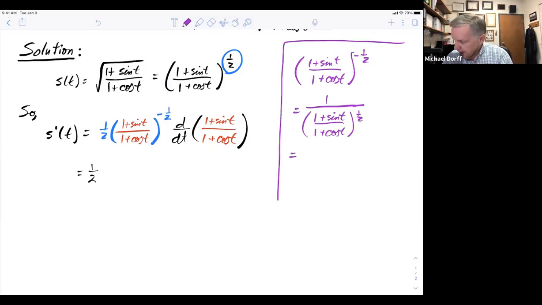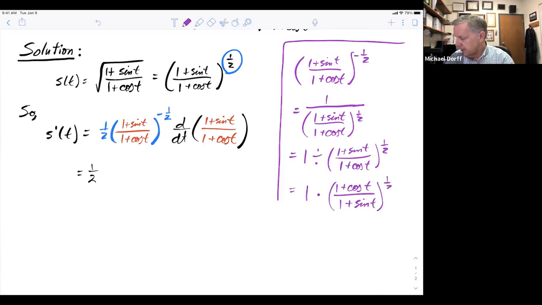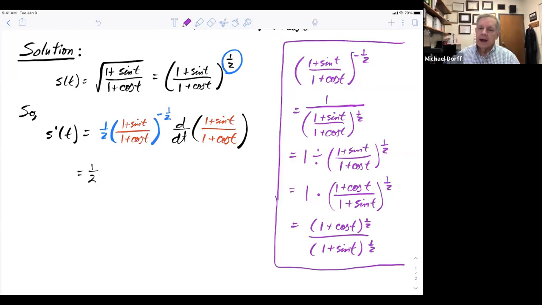But now, I can write this as 1 divided by what's in the denominator. This is 1 divided by (1 plus sine t over 1 plus cosine t) to the 1/2. And how do I divide things that have fractions? I multiply by the reciprocal of the second term. So this is the same thing as 1 times the reciprocal of this, which is (1 plus cosine t) over (1 plus sine t), all to the 1/2 power. And then finally, when I multiply by 1, that doesn't affect it. I can rewrite this as (1 plus cosine t) to the 1/2 over (1 plus sine t) to the 1/2 power. Because by the laws of exponents, I can separate that into 2 different terms.